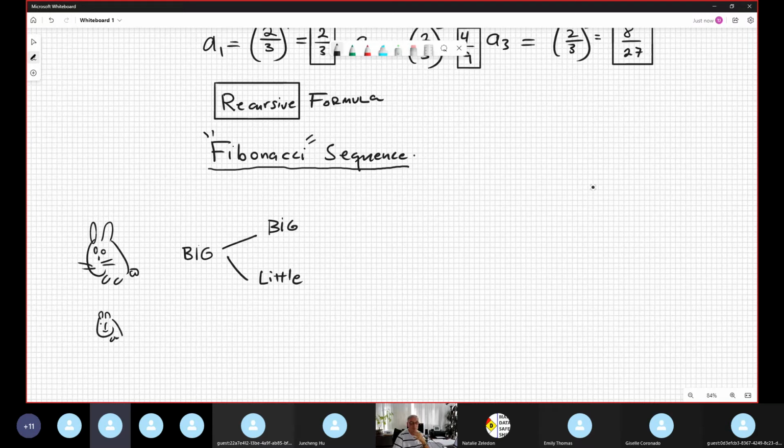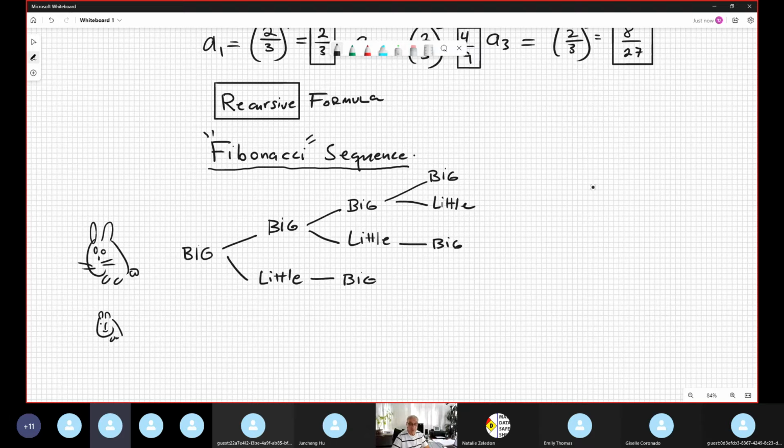And this continues forever. Therefore, this is again a big and a little. But this one is a big, because the baby rabbit transforms into an adult. Now let's continue in the same pattern. A big is transformed into a big and a little. The little is transformed into a big, and the big is transformed into a big and a little.